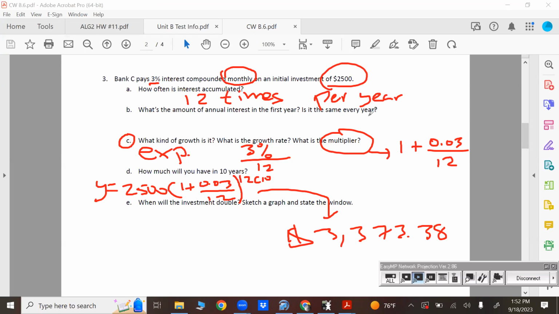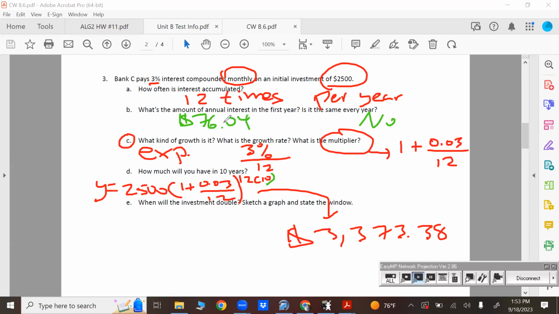But by the way, for part B, is the amount the same every year? No. It does change. What's the initial annual interest in the first year? We'd actually have to compute it. Don't worry about that. 12 times 1. It's roughly $76. I'll tell you right now, but don't worry. I'm not going to ask that. You're getting a little more money because you're doing the interest more frequently.